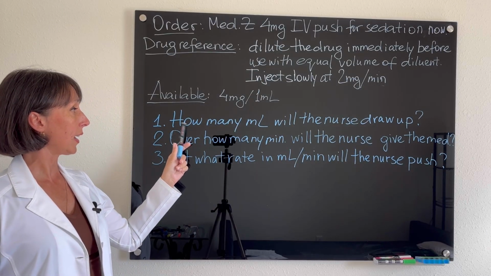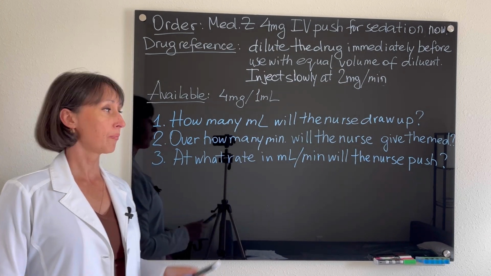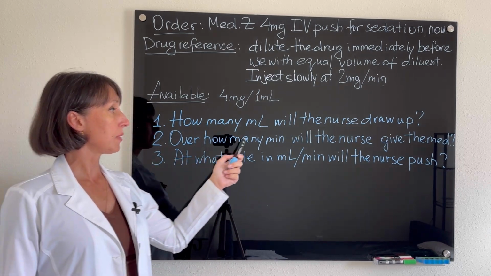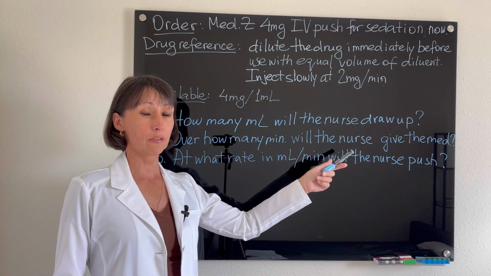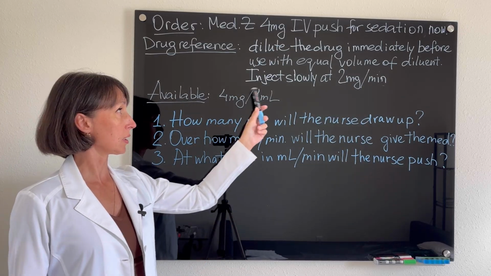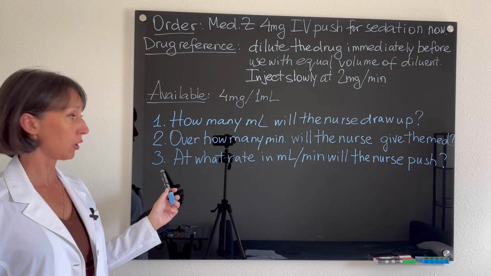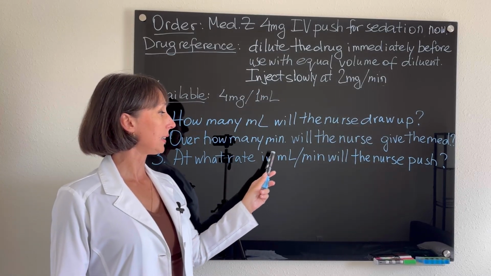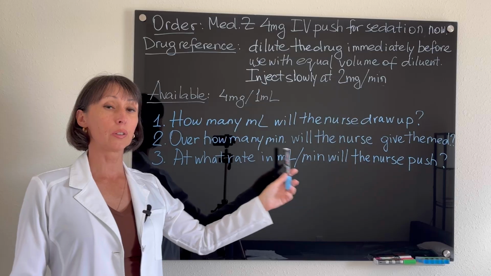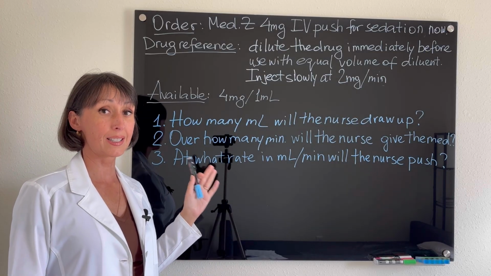And we have not one, but 3 questions this time. First of all, we need to find how many milliliters will the nurse draw up into the syringe. Second, over how many minutes will the nurse give this medication? Total, how many minutes will we be pushing? Because there's specific instructions for pushing it. And third, at what rate in milliliters per minute will the nurse push? So let's try to solve it one step at a time.